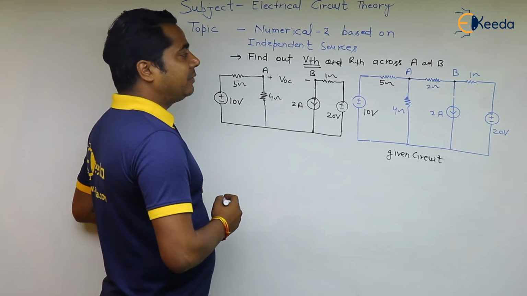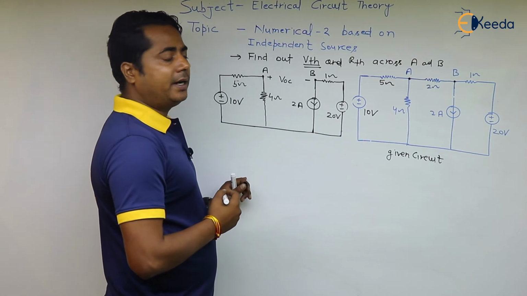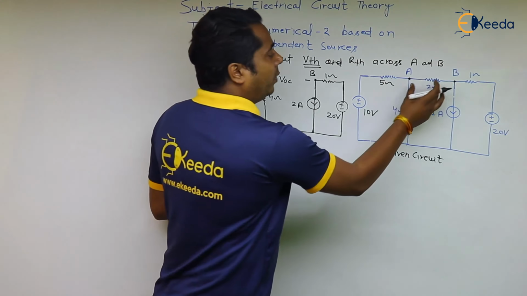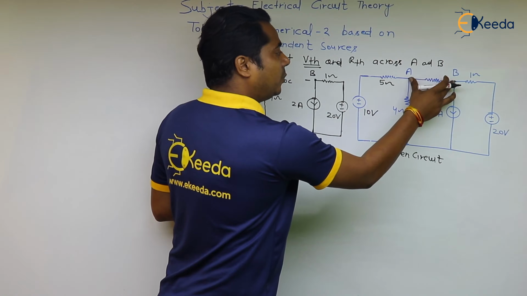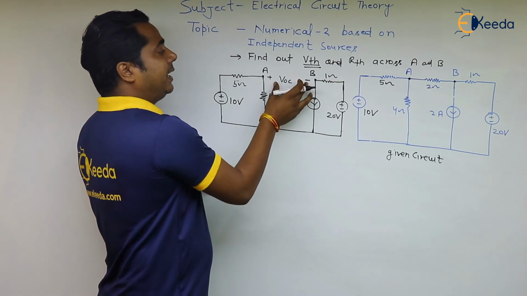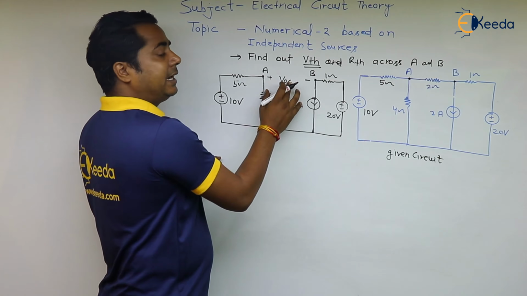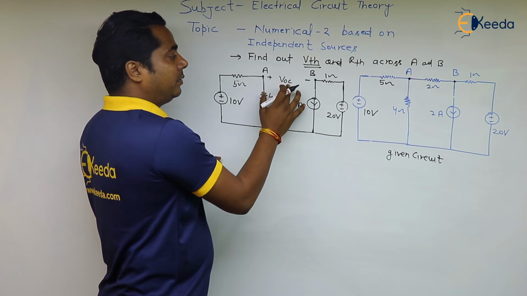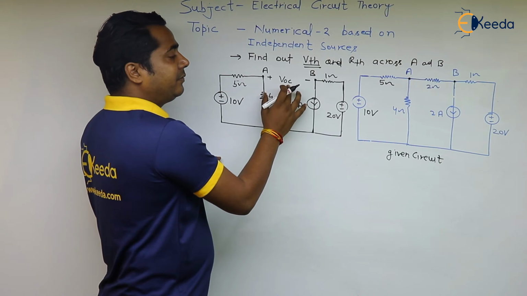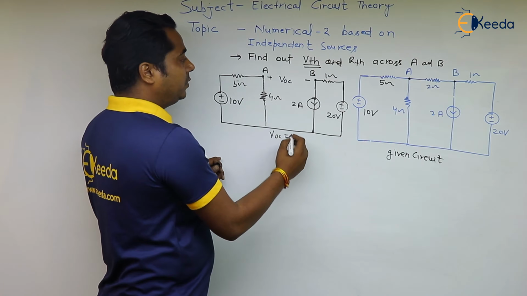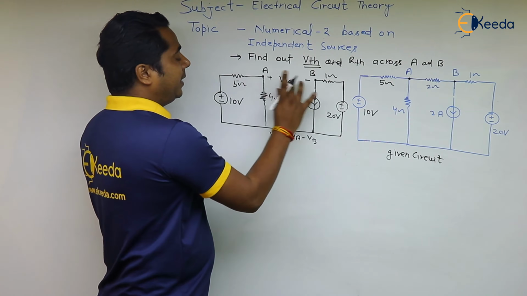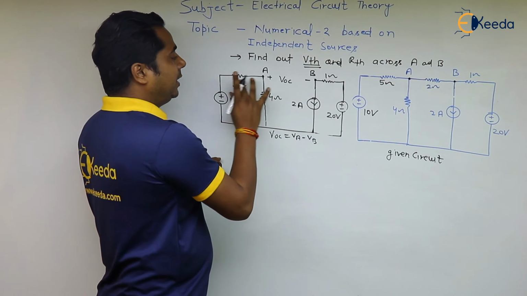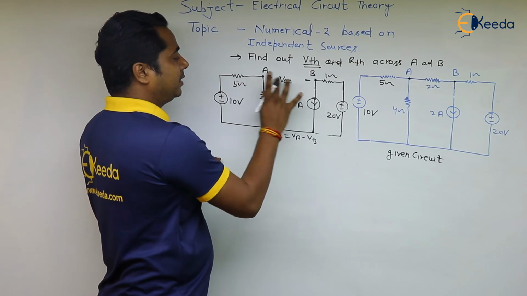So first we will calculate the value of VTH, and while calculating the value of VTH we will open this terminal A and B and we will keep this open circuited. So it will be like this, and here we can calculate VOC, that will be equal to VTH. Now VOC and VTH we can find out by two ways. First one is VOC will be equal to VA minus VB, or we can apply KVL in this whole circuit like this.